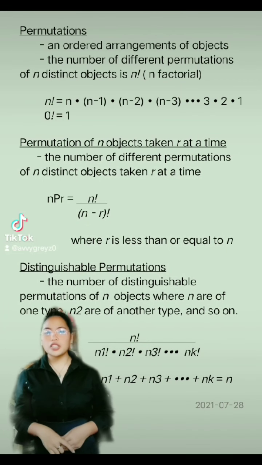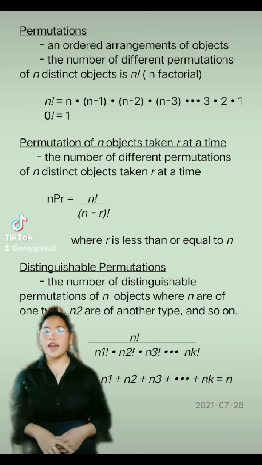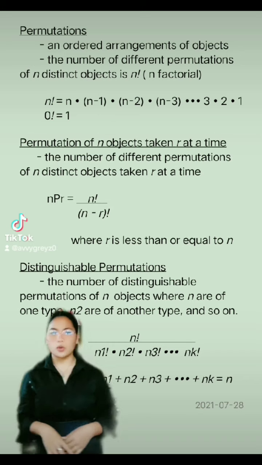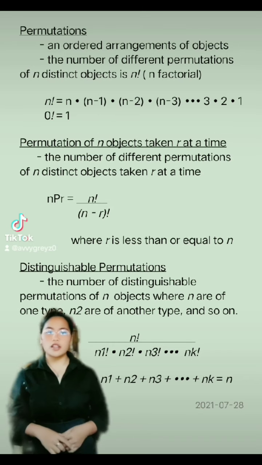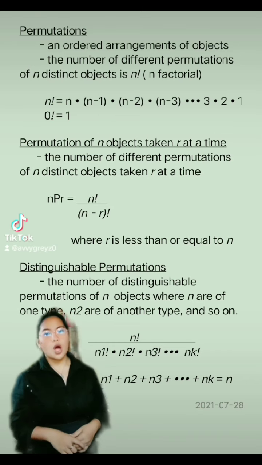A permutation is an ordered arrangement of objects. The number of different permutations of n distinct objects is n factorial. N factorial is n times n minus 1 times n minus 2 times n minus 3 and so on. 0 factorial is always equal to 1.